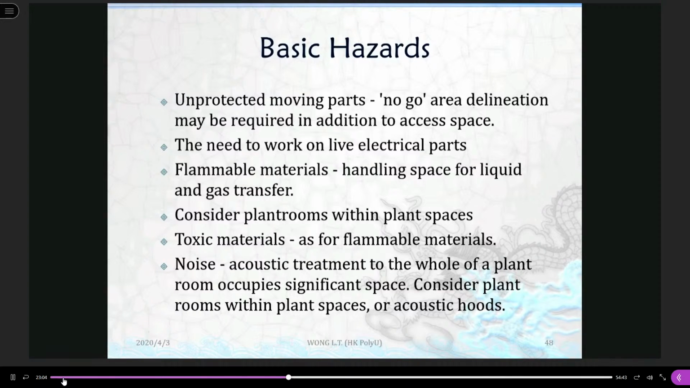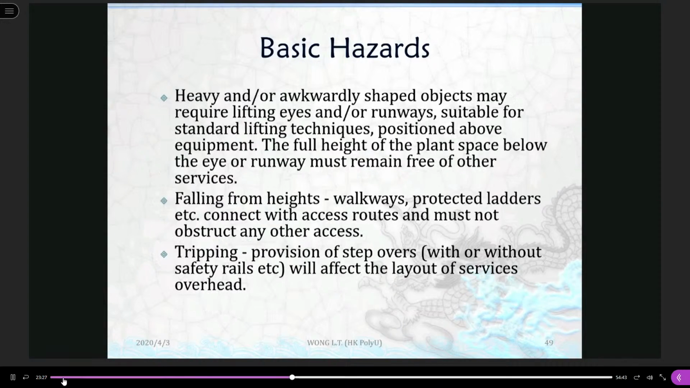Toxic materials, flammable materials also. Noise. Okay, probably the hazards. Noise is a hazard, such as we mentioned last week when we talked about noise exposure for the workers. We need to protect them. Protection is required. The basic hazards are listed further. Heavy work, sharp objects, which require lifting eyes, runaways, and some more techniques that require special tools and protection, gloves, which require additional space.